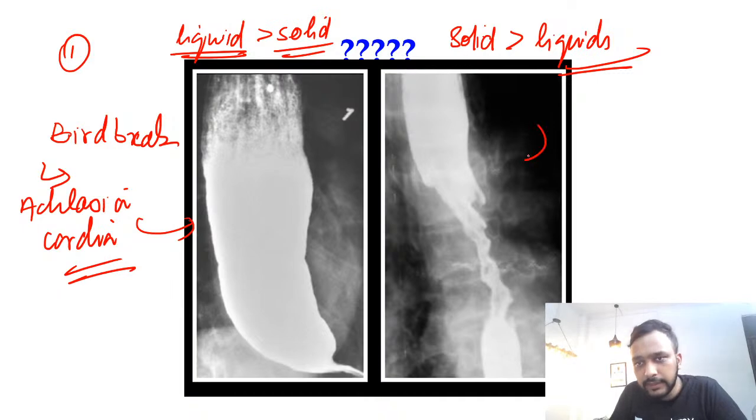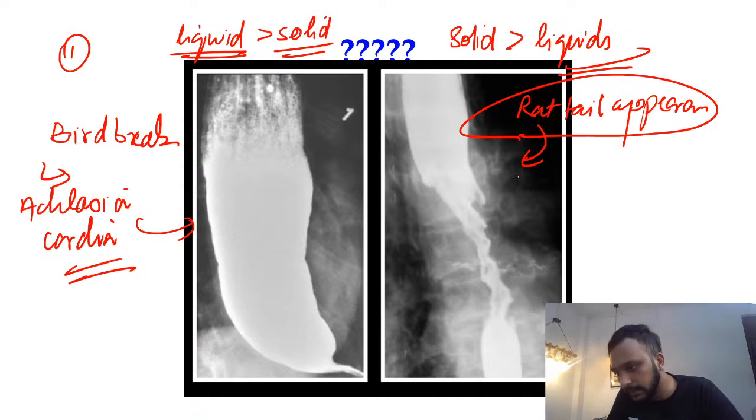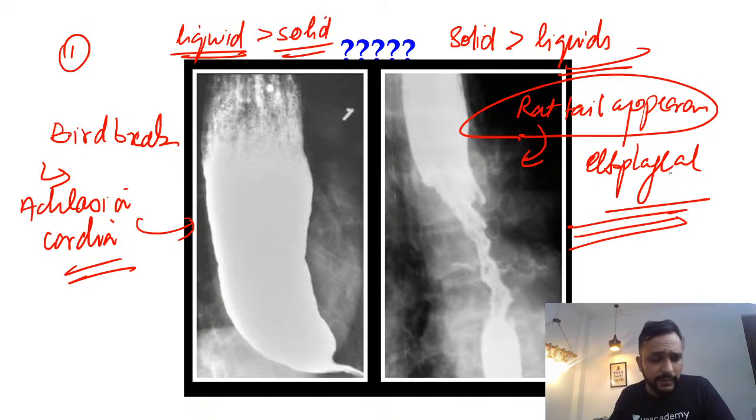Okay? And in the second case, guys, we are getting this rat tail appearance. No, this is not a case of hiatus hernia, Dr. Vidyananda. So this is the case of esophageal carcinoma. Okay, so hiatus hernia has a characteristic appearance, Dr. Vidyananda. Let me just show it to you.